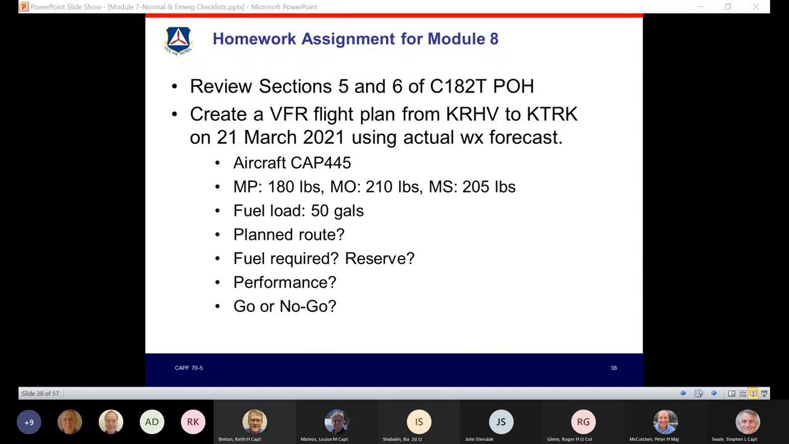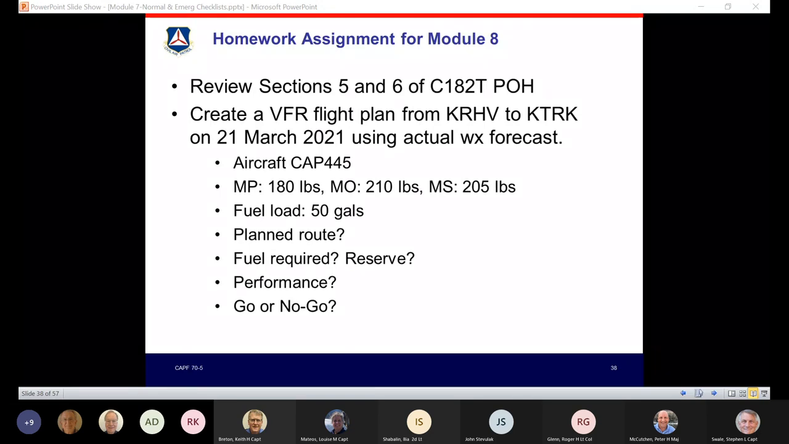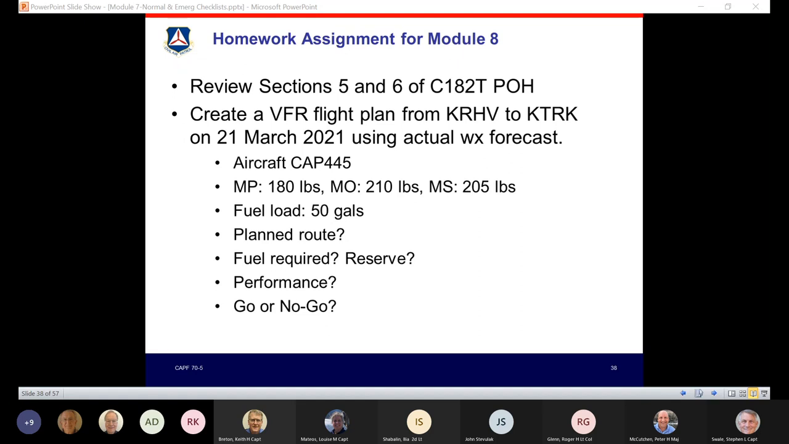What's your planned route and why? What's the fuel required? What's your reserve? What's required and how much reserve do you actually have? What's the performance? Are you going to do 75% or what's the performance you're going to choose? And then, based on the weather and other things, do you have enough fuel, all of that? Give us a go, no go. And if I didn't cover something here, just make some assumptions and tell us what your assumptions were. Okay? It's pretty straightforward, right?